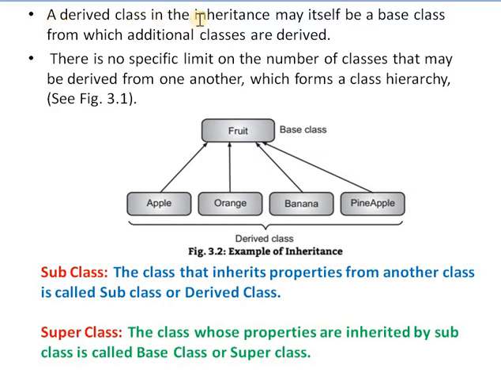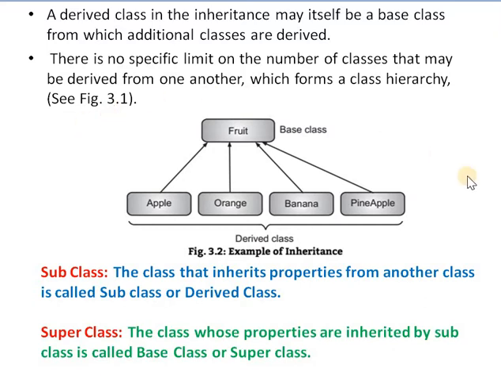A derived class in inheritance may itself be a base class from which additional classes are derived. There is no specific limit on the number of classes that may be derived from one another, which forms a class hierarchy. There is no specific limit on how many classes can be derived from one class.